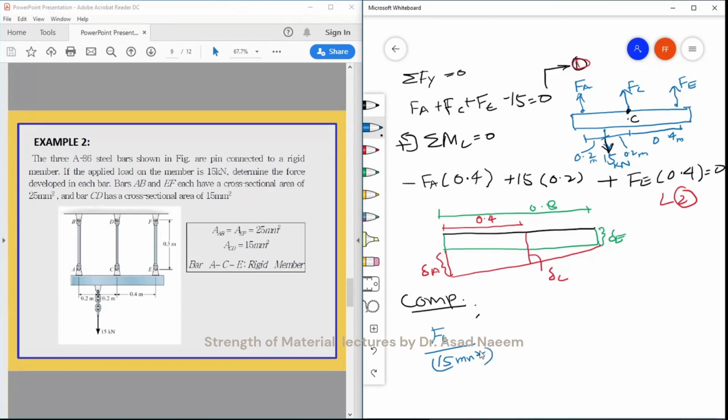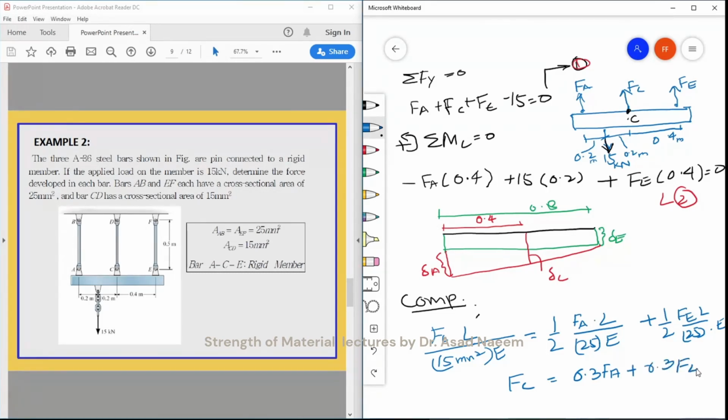इसका हमारे पास एरिया 50 millimeter square दिया हुआ है, और E will be same, ठीक है, and length is also same, which will be constant, और FA की वजह से जो डिस्प्लेसमेंट हुई है उसका फॉर्मूला क्या हो जाएगा? FA into L डिवाइडेड बाय 25 मिलीमीटर इसका दिया हुआ है एरिया, और E will be same. Similarly जो E है उसके लिए भी हमारे पास 25 मिलीमीटर एरिया है और E सेम है. All the constants ये simply cut out हो जाएंगे. So FC is equal to 0.3 FA plus 0.3 FE.